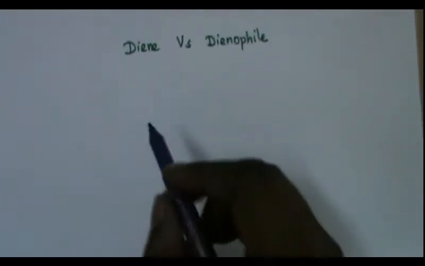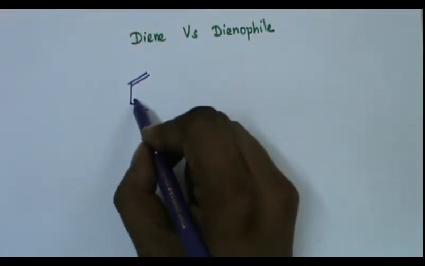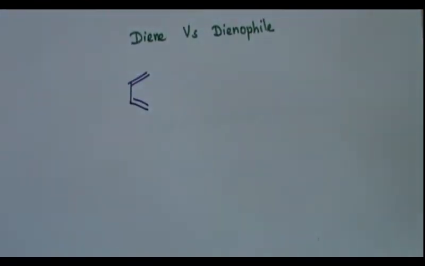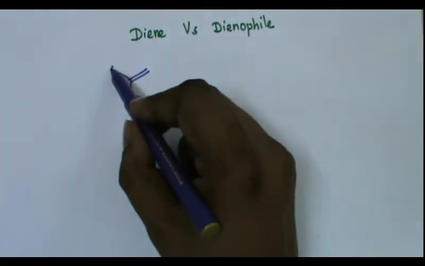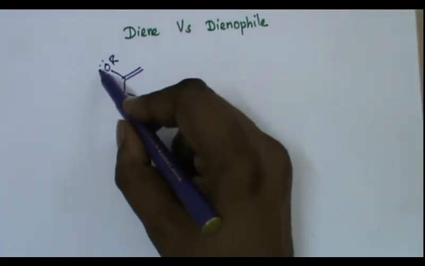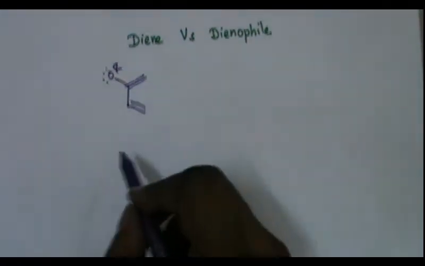Now, the second aspect, it is diene versus dienophile. Here, the diene whatever we use, it should be Cisoid conformer. In addition to that, it should be rich in electron. That means when I add electron donating group to this, like OMe, the reactivity increases.